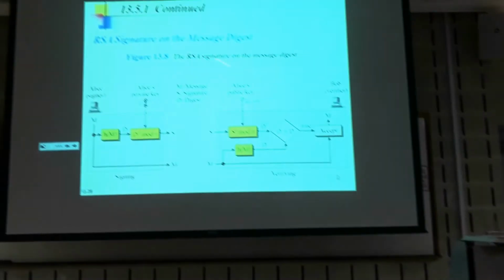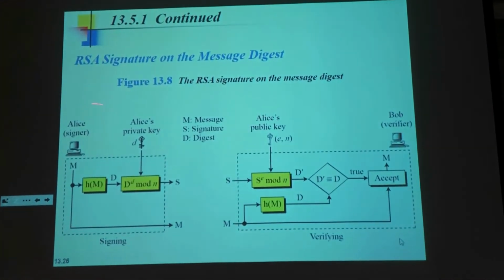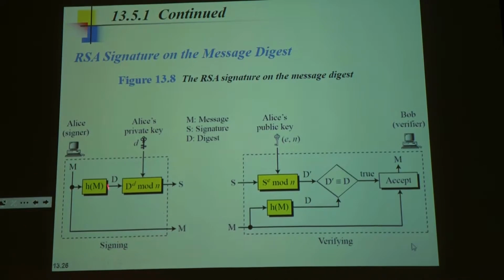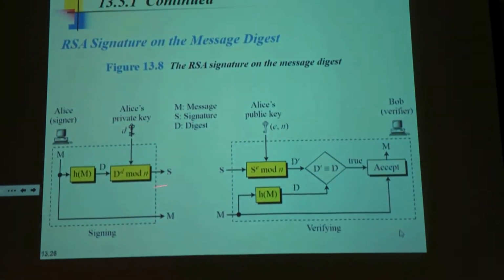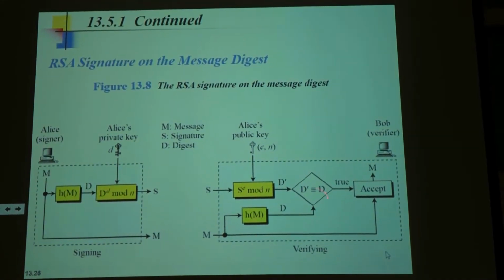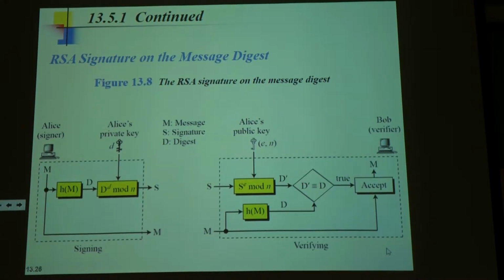So RSA signature on the message digest. What we do here is Alice creates a digest of the message using one of the techniques learned from the previous two lectures, any one of the techniques: SHA-1, SHA-512, MD5. Once you have the digest, you sign the digest and send the signature. Before you start calculating the signature, you have to regenerate the digest again. So the sender and the receiver have to agree on the hashing algorithm.